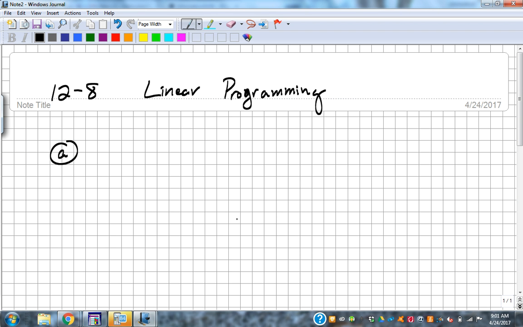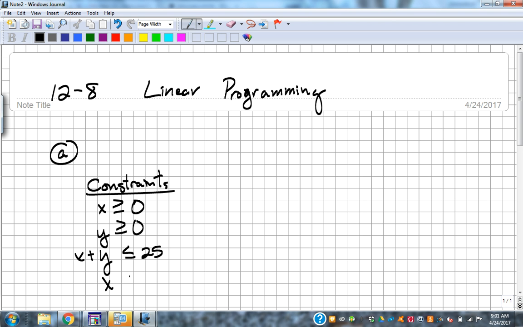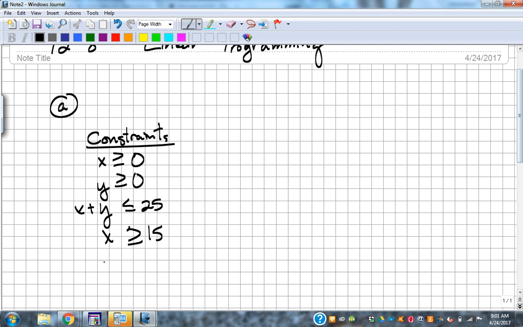All right, so constraints. That's what they're called. So if they say, what are the constraints? X is greater than or equal to 0. Y is greater than or equal to 0. X plus Y is less than or equal to 25. X is greater than or equal to 15. And then Y is less than or equal to 5.